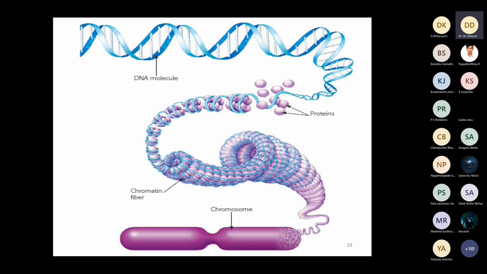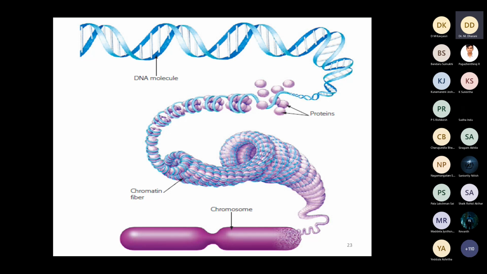So now if you see, these are the chromatin fibers. And what is this chromatin fiber made up of? It's made up of proteins, particularly the proteins called histones, and a DNA strand. So this is the DNA strand. So what is chromatin fiber? Chromatin fiber is composed of a DNA molecule and proteins. And when it is packed in a very condensed form, when the cell divides, it is called a chromosome.